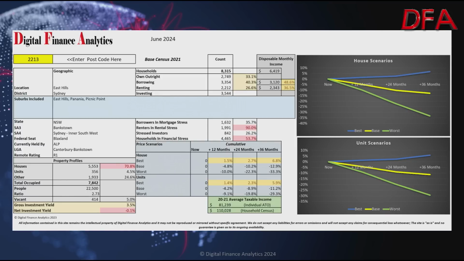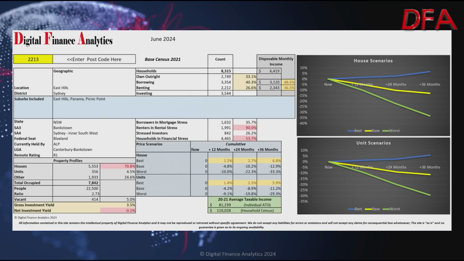90% of those renting have a rental stress problem, and 26% of investors are stressed, giving a household financial stress measure of above 53%. Looking at the property mix, 70% are houses, 4.5% of units, 24% other types. That can include things like accommodation over shops and other types of properties too. People ratio is quite high at 2.73, so these are mostly families. The vacancy rate is just 5%.